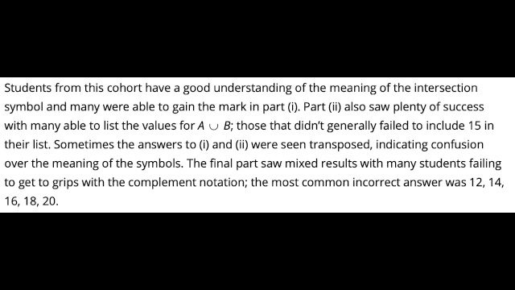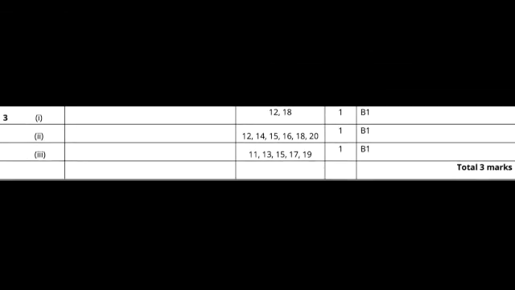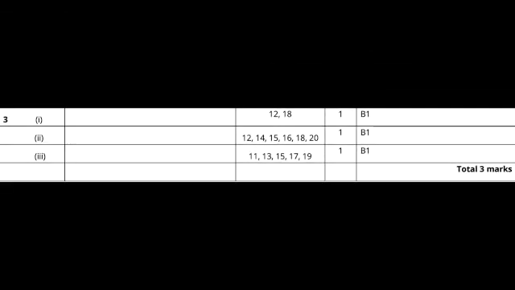Okay, here's the examiner's report, and you can see that a lot of students didn't know what the union symbol looked like. It does look like a giant U though, so it shouldn't be too hard to remember, and it means or. And finally, let's have a quick look at the mark scheme, and you can see that these are all B marks, which means you have no choice, you have to write down the correct answer. Okay, no method marks.